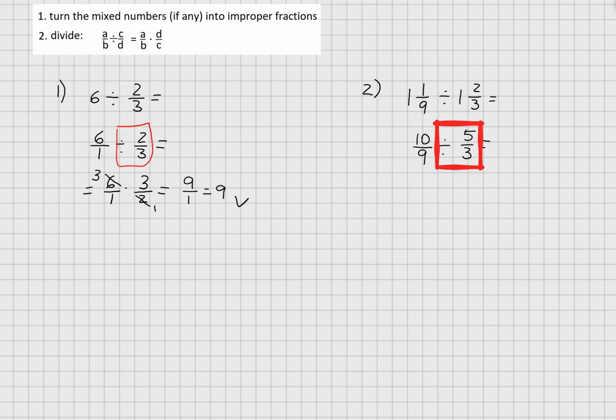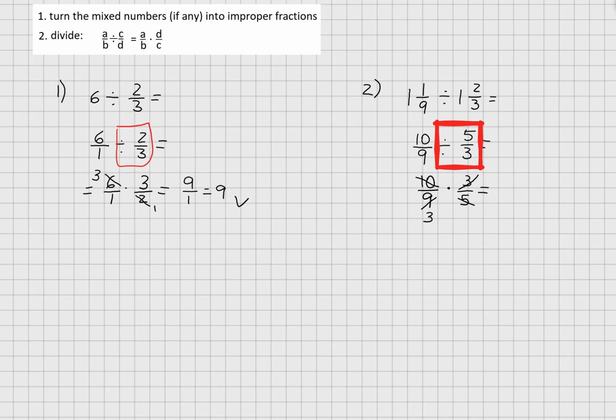Keep the first fraction the same way, 10 over 9. Turn the division into a multiplication and flip the second fraction. Simplify if we can. Yes, we can. 3 and 9 can both be divided by 3. So 3 divided by 3 is 1. 9 divided by 3 is 3.